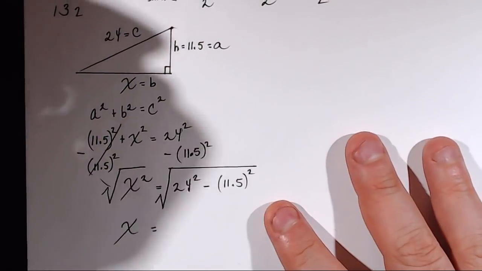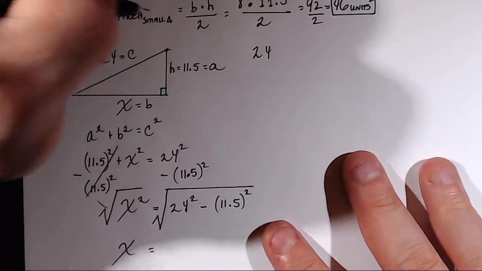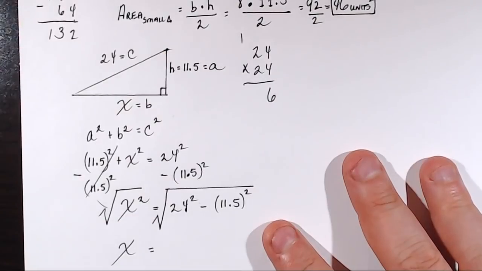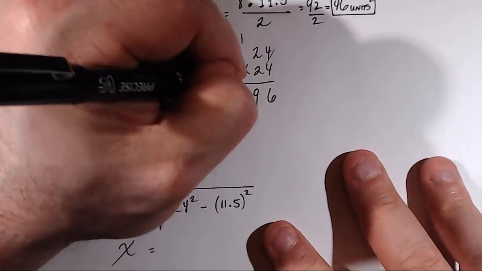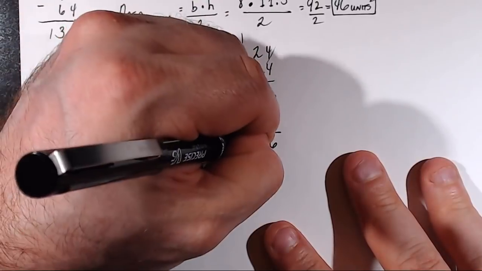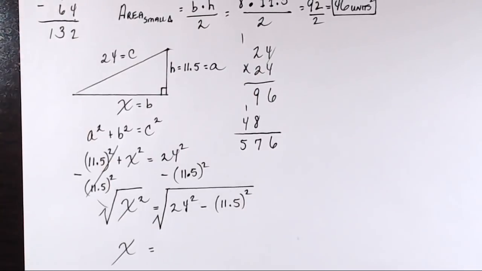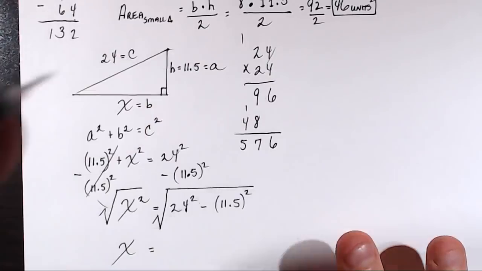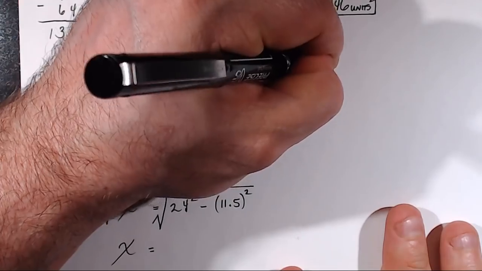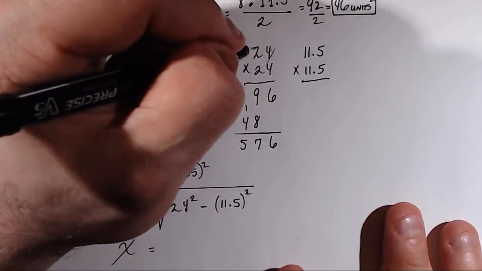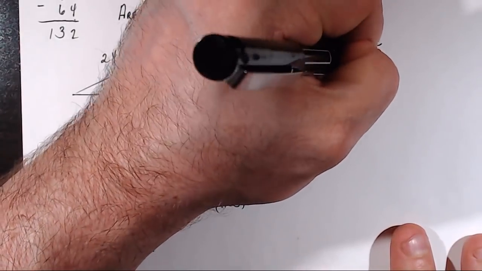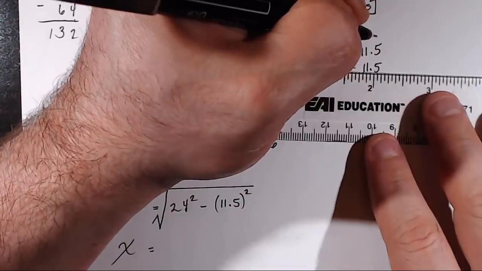So first let's do 24 squared. So 24 times 24, that's 16. 2 times 4 is 8, plus 1 is 9. 4 times 2 is 8. 2 times 2 is 4. 576. And now I need 11.5 times 11.5. You know what? I'm going to rewrite it because I'm going to run out of room. 11.5 times 11.5.